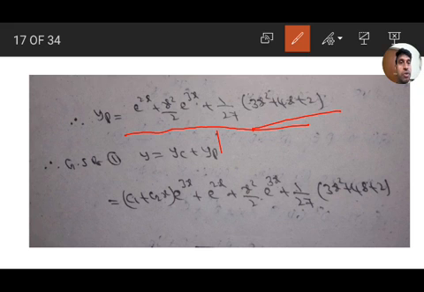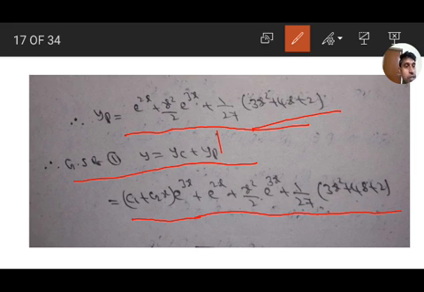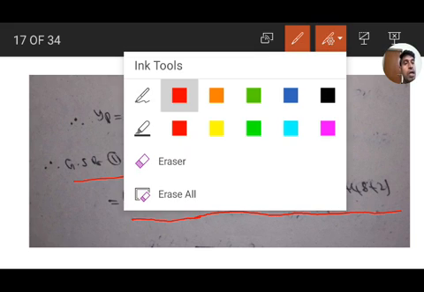So the general solution of equation 1 is y equal to yc plus yp, that is (c1 plus c2x) e to the power of 3x plus e to the power of 2x plus x square by 2 plus e to the power of 3x into e to the power of 3x plus 1 by 27 (3x square plus 4x plus 2). This is the answer. Okay.